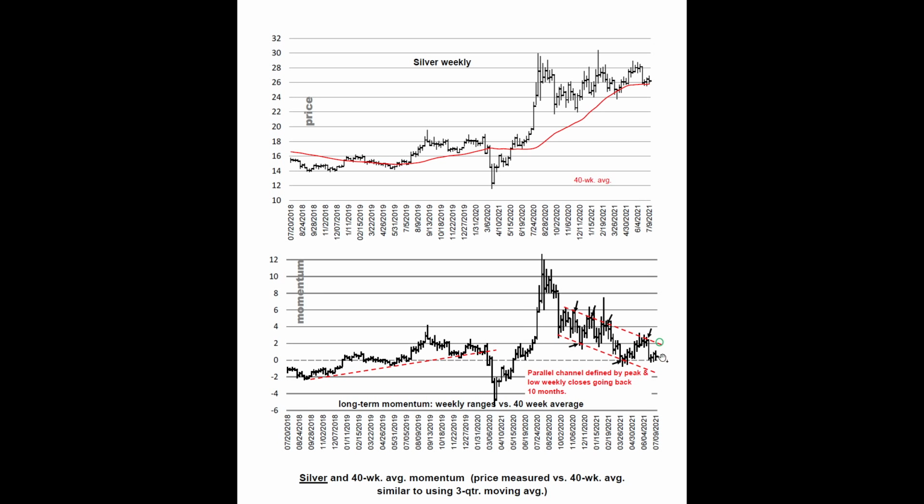But we'd say this, if you go back over 28 again, this time it's for real. You're going to launch out of this zone. And silver's probably going to produce another stellar up move.